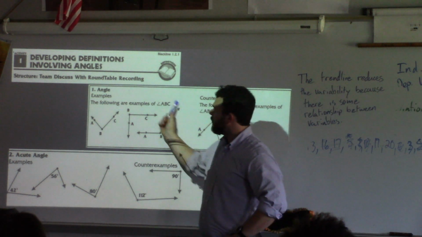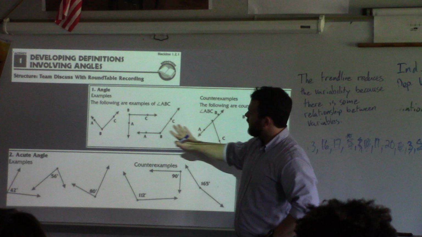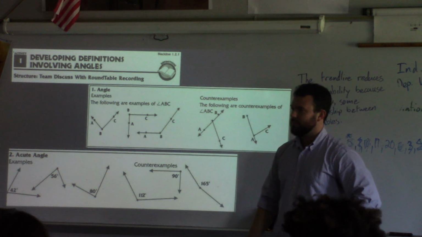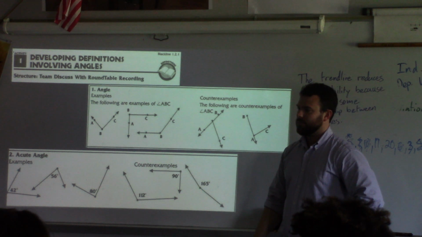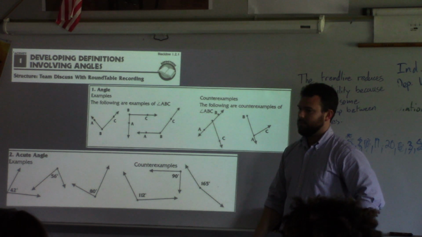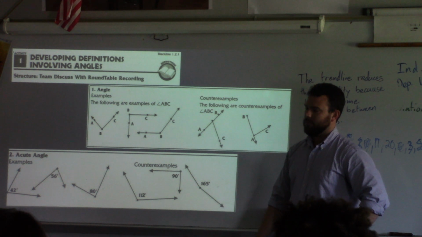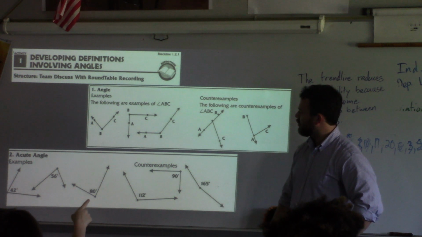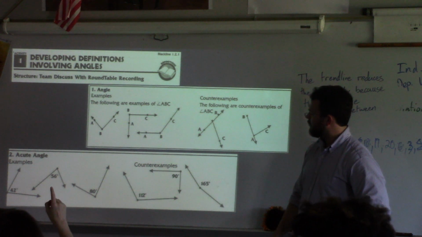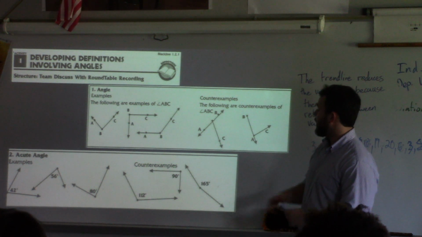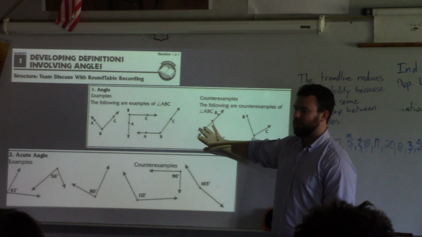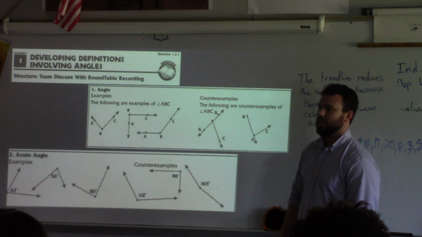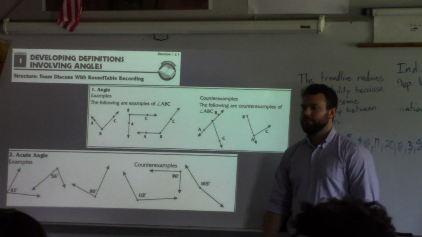Group 1. Why do you think that these are examples of angle ABC and these are not examples? What did y'all come up with? I thought that the vertex isn't at the clear. That's why. Okay, because the vertex is not actually clear, that's why these were not? Is that what we all agreed as a group? Yes? Okay.